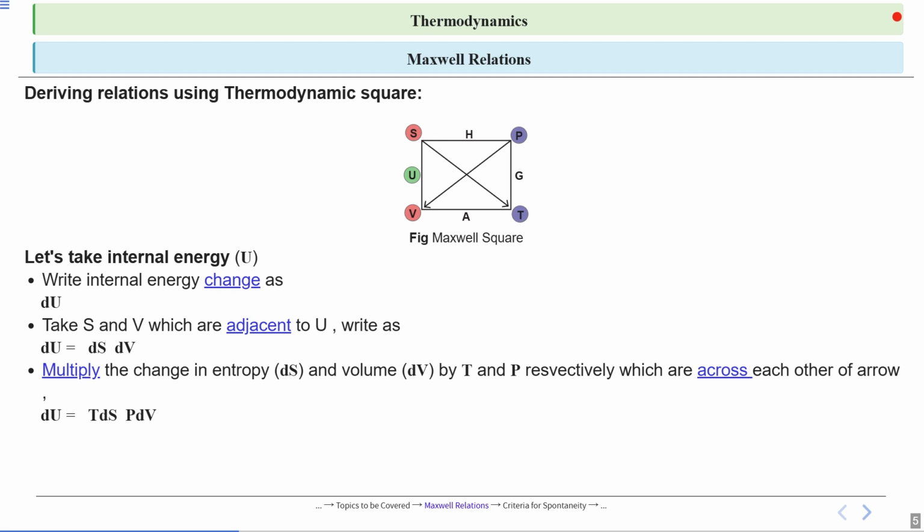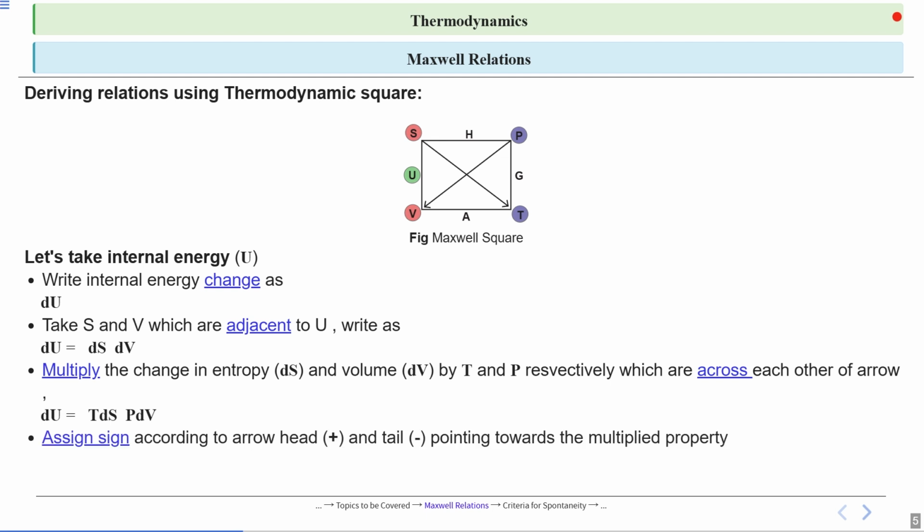After that, the entropy, which is S, has a diagonal element T, which is temperature, so we multiply dS with T. Similarly, the volume has a differential dV and its diagonal element is P, so we multiplied with P. Okay, not the derivative, the simple P. Now the next thing is to decide the signs between them.